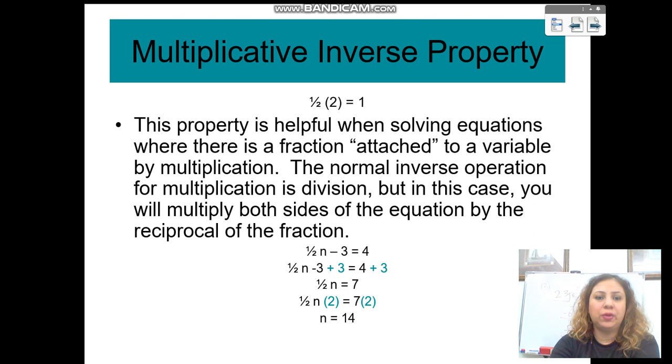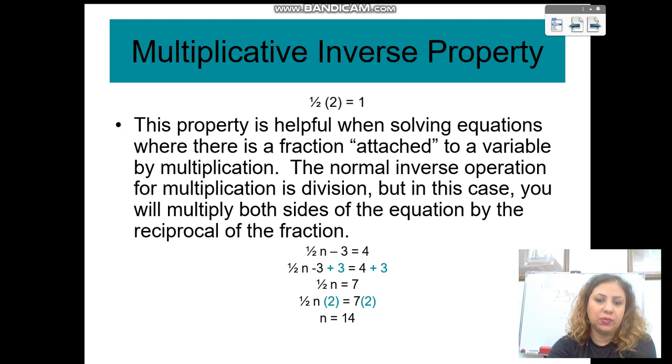Multiplicative inverse property is the property that helps you when solving equations where there is a fraction attached to a variable by multiplication. The normal inverse operation for multiplication is division. But in case you have a fraction, you will multiply both sides of the equation by the reciprocal of the fraction. So guys, whenever you have any fractions, just multiply by the reciprocal. What do I mean by reciprocal? It's the fraction upside down.